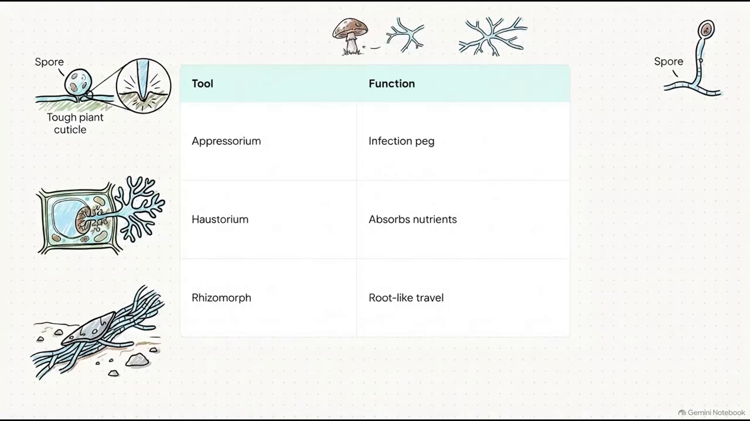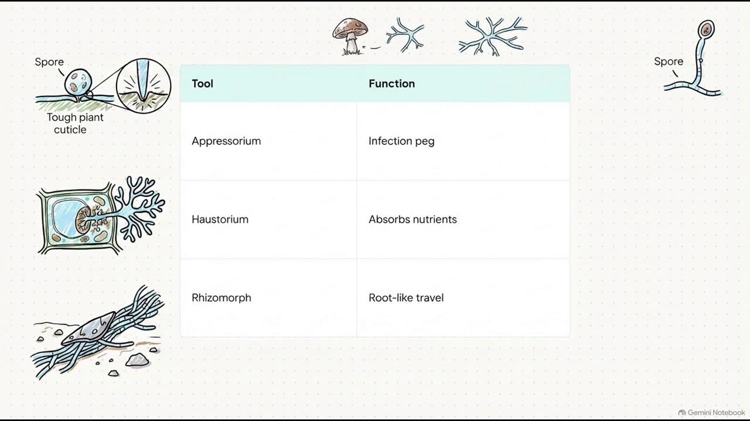Fungi also have what I like to call their specialized burglar tools. These evolved specifically for breaking and entering. First up, the appressorium acts as a minute infection peg, generating immense pressure to physically pierce and break through the tough cuticle of a host plant. Once that defensive wall is breached, the fungus deploys a haustorium. This is a specialized branch sent directly inside the living host cell. It balloons out and literally drinks the cell's nutrients from the inside out.